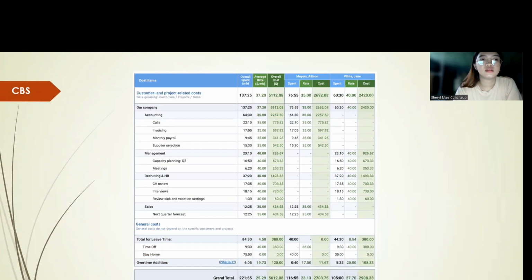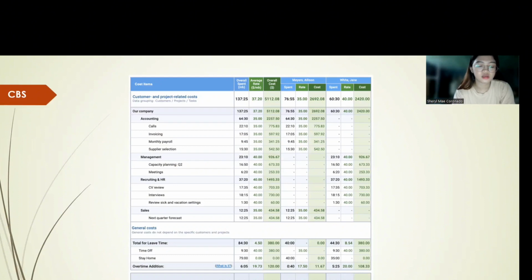Now in the CBS, as you can see, from the word itself, it is cost. These are the budgeting in terms of materials, the wages of the workers, and other costs. So, as I said earlier, the WBS breaks down the project scope and visualizes all the tasks required to complete a project.